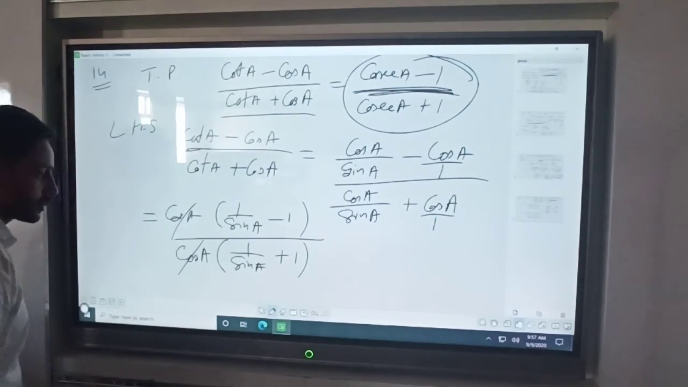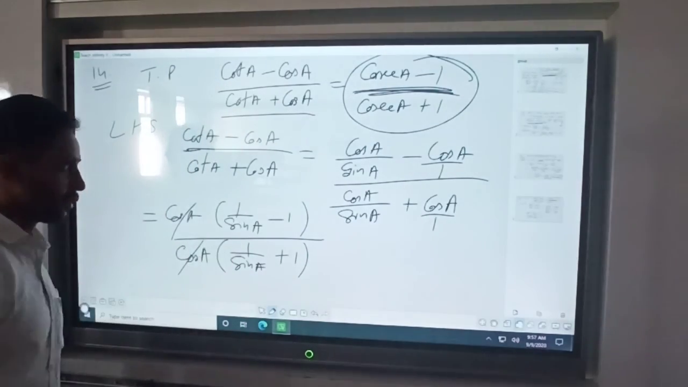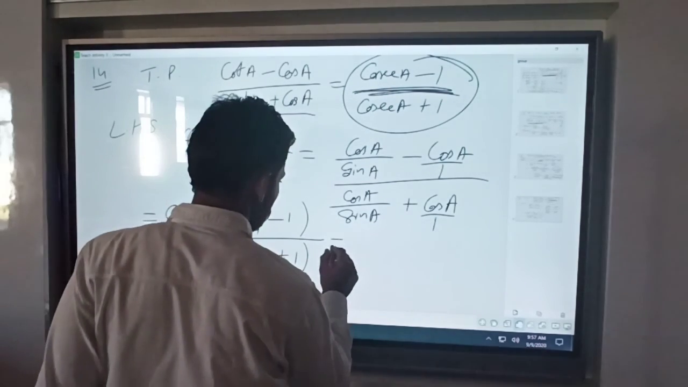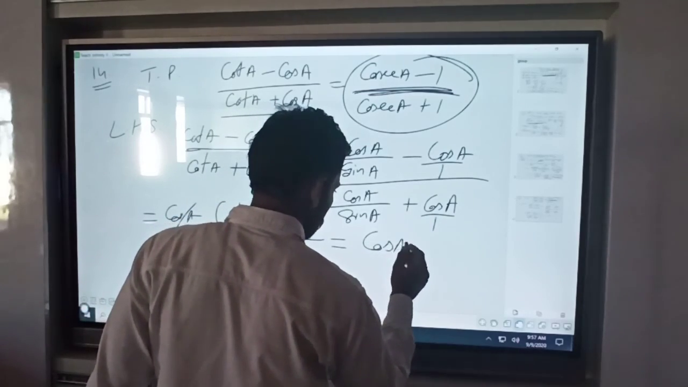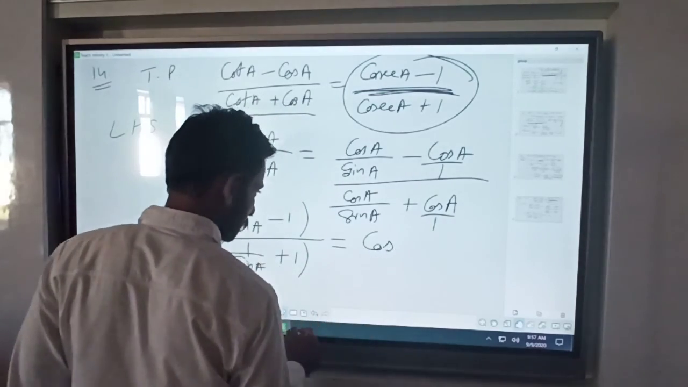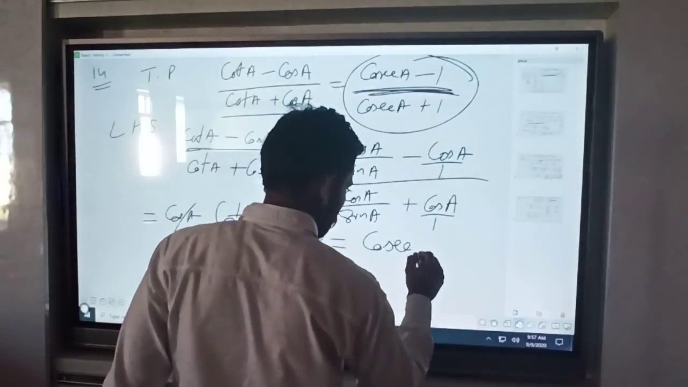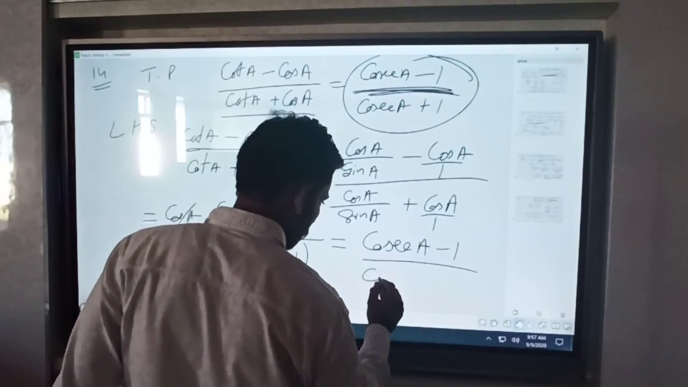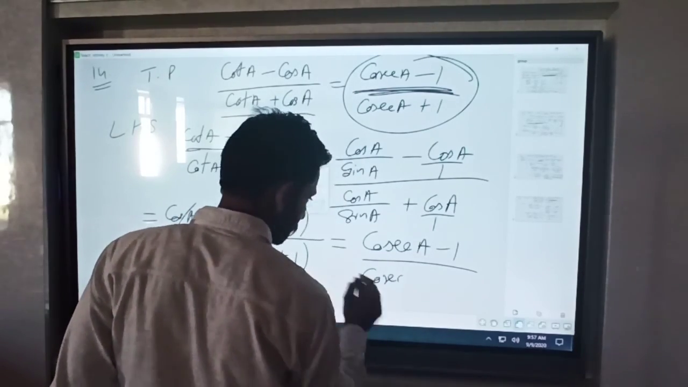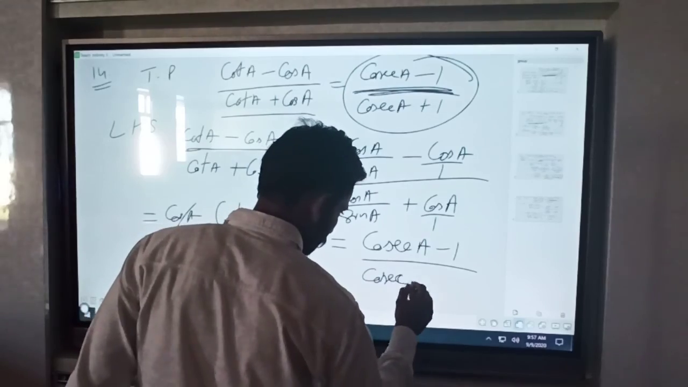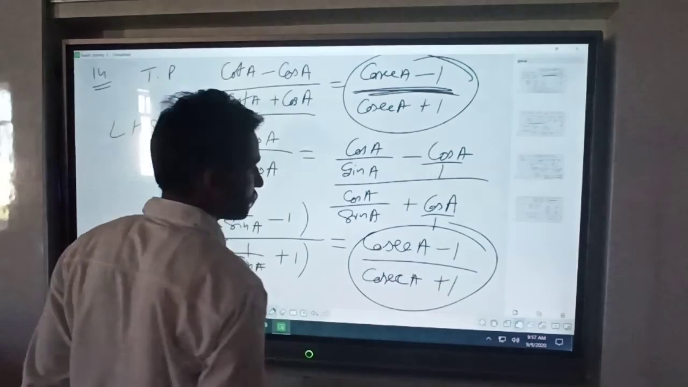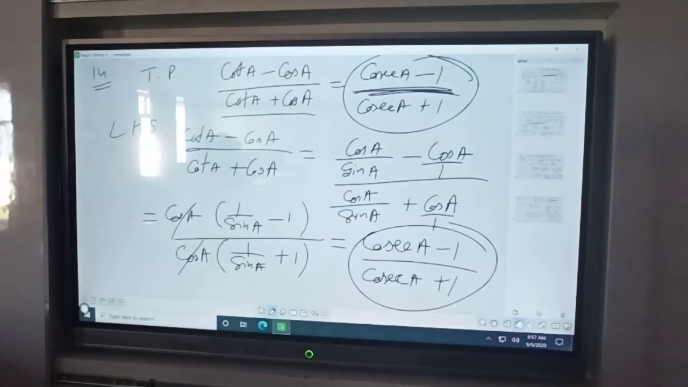Now cos A cancel each other. 1 over sin. What is 1 over sin? 1 over sin is a cosecant. So it becomes cosecant A minus 1 over cosecant A plus 1. This is our right hand side. Okay, cosecant A minus 1 over cosecant A plus 1. Okay, thank you.